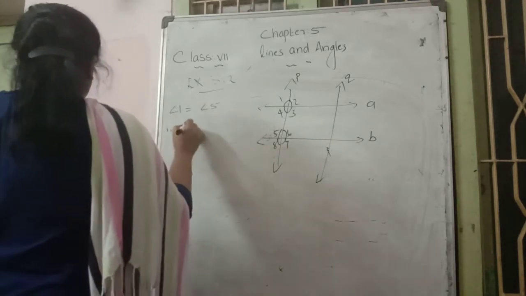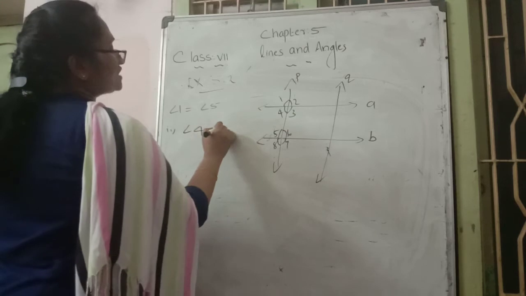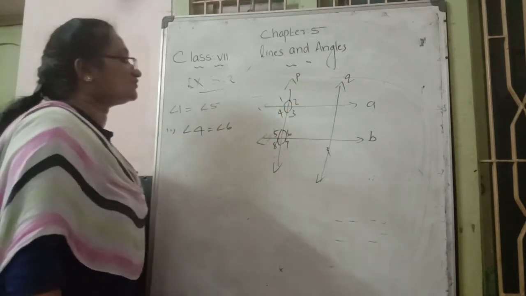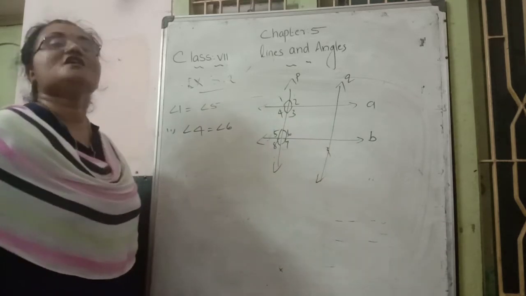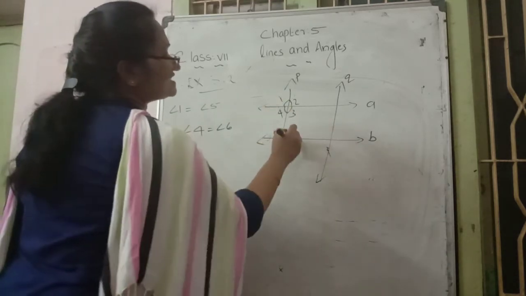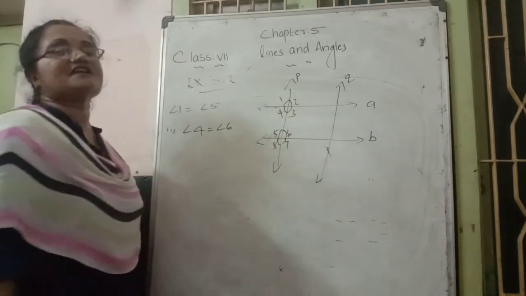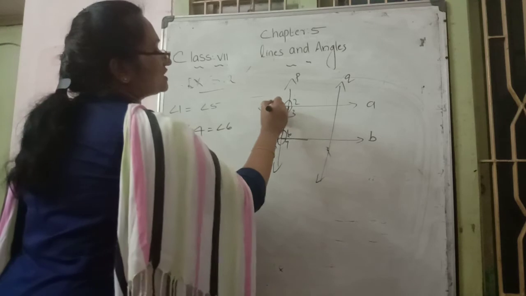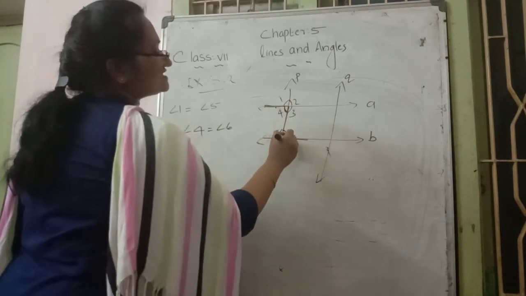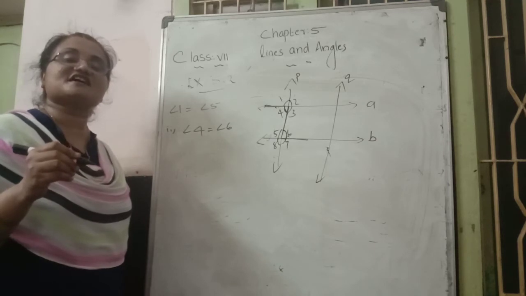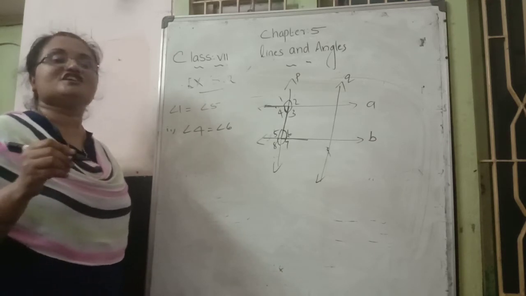In the second question they are asking: angle 4 and angle 6 are equal, A and B are parallel lines. What name are we giving? 4 and 6 represent which type? They are alternate. See, the Z shape: angle 4 is in the corner of the Z, and 6 is the tail corner. So angle 4 and angle 6 are alternate interior angles.